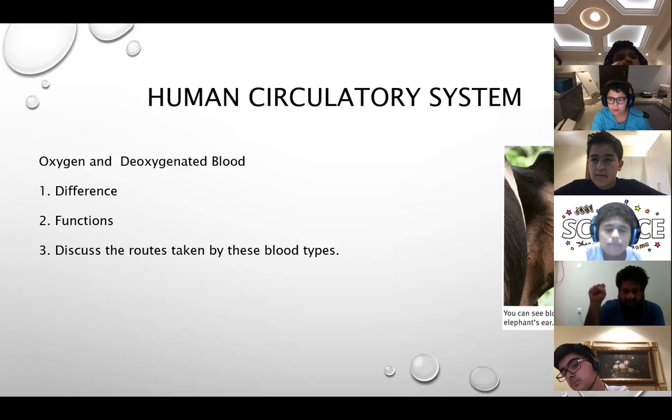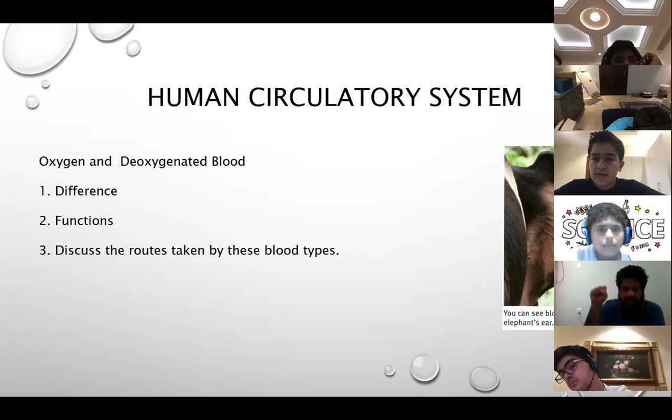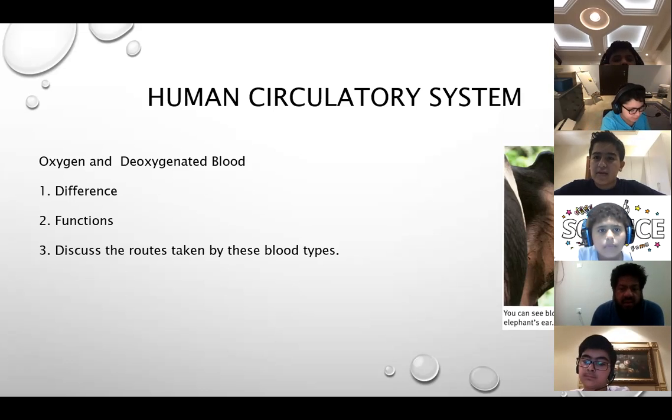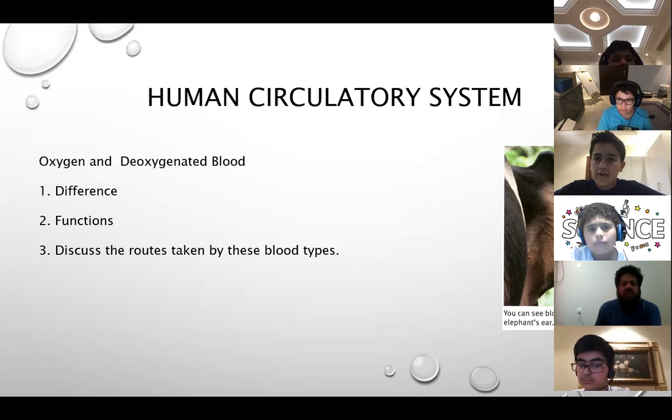Muhammad, can you see me? In the camera, you cannot see me? I can see the slide. Human circulatory system. How many of you cannot see me? Raise your hand.